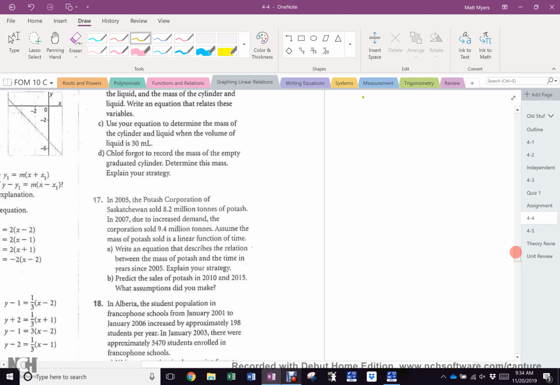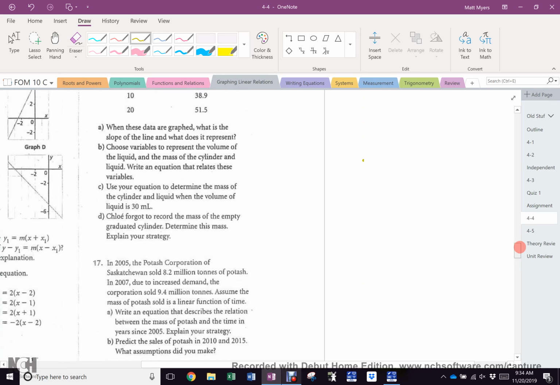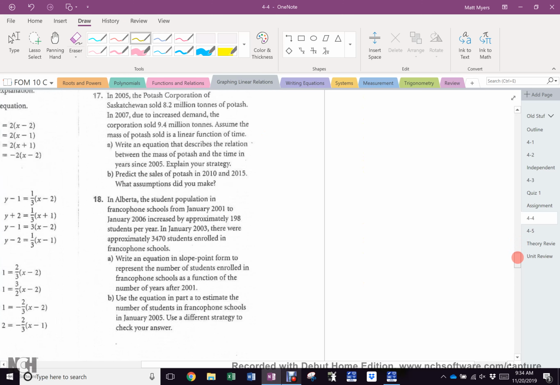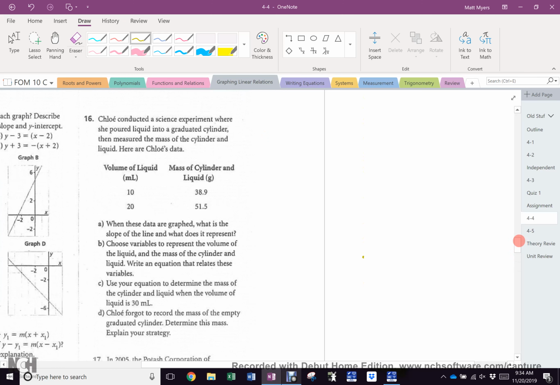Which one do you want to do, 16, 17, or 18? Read them, decide. They're all exactly the same question. You have to start getting this out of your head. It is not the questions. A different numbered question doesn't mean anything. It just means you're doing the same math again.